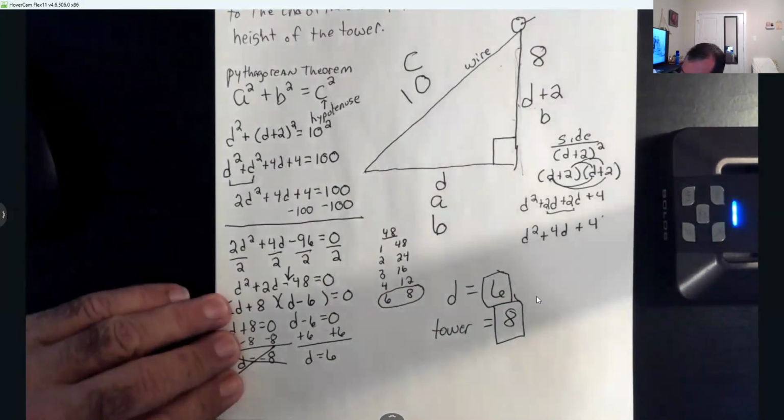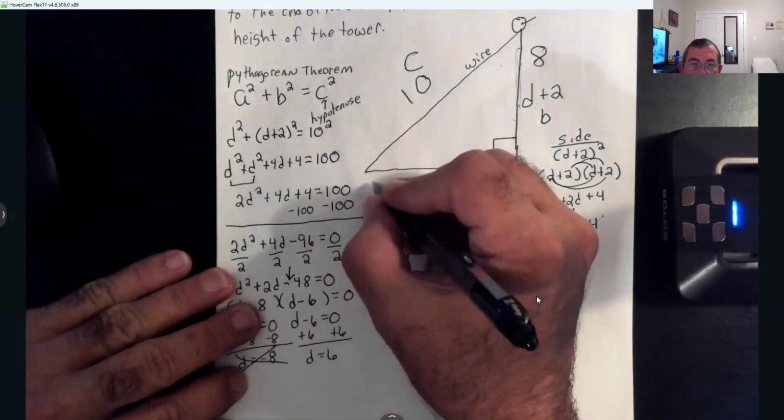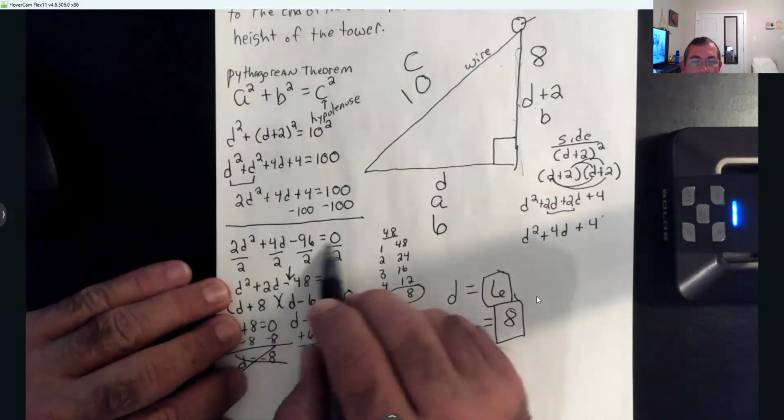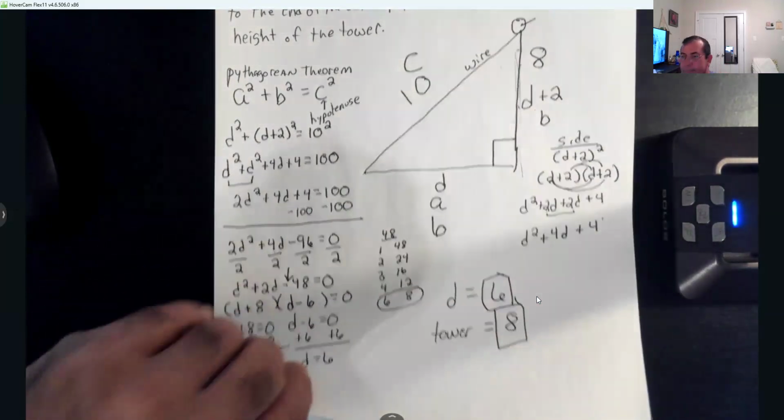All right, y'all, I just want y'all to realize at this point, I solved it by factoring. But remember, at this point, when you had this all equal to 0, you could have factored, you could have got the answers by doing the graphing, okay?